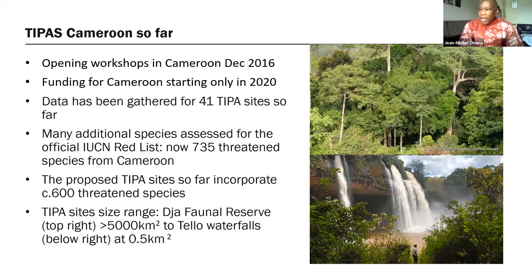TIPAs Cameroon so far. We started with an opening workshop organized in Cameroon almost 5 years ago, but funding for Cameroon started only last year. Data has been gathered for 41 TIPA sites so far. Many additional species were assessed. Now we have 735 threatened species for Cameroon listed in the official IUCN Red List. The proposed TIPA sites so far incorporate about 600 of these threatened species.